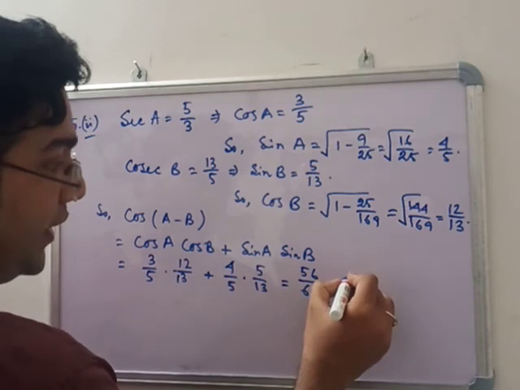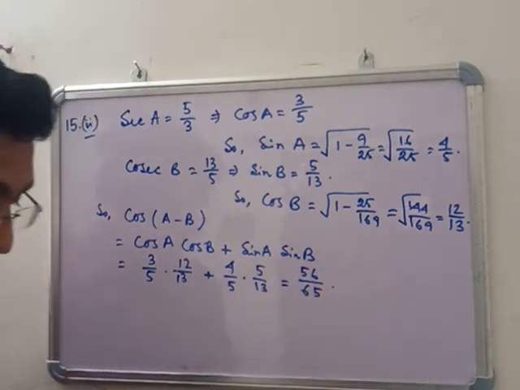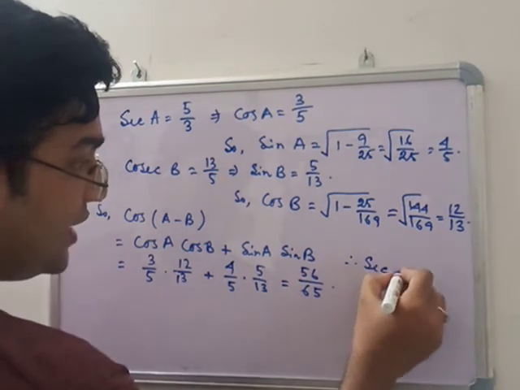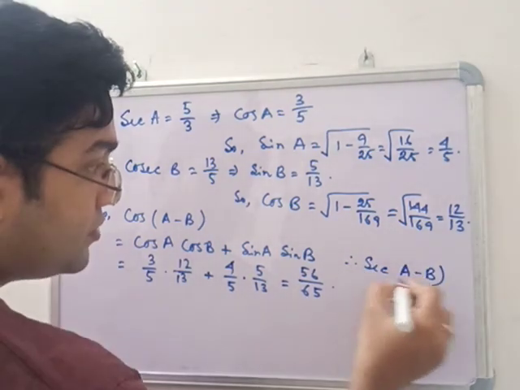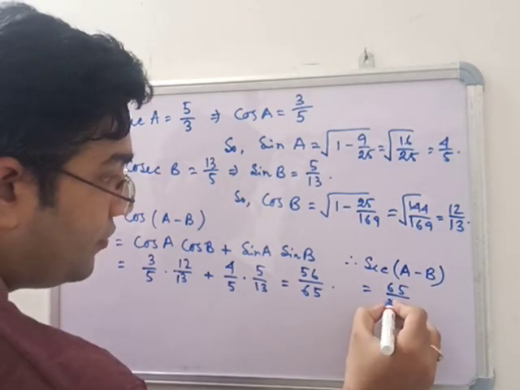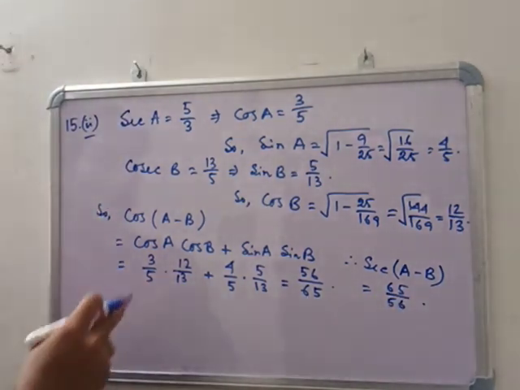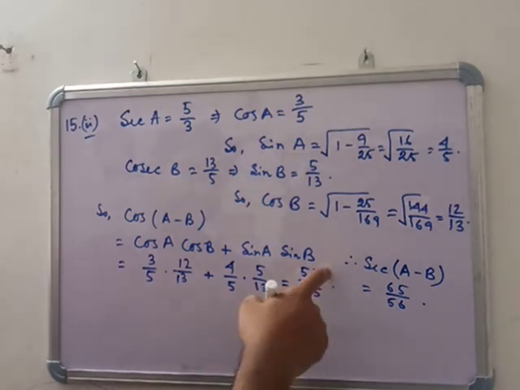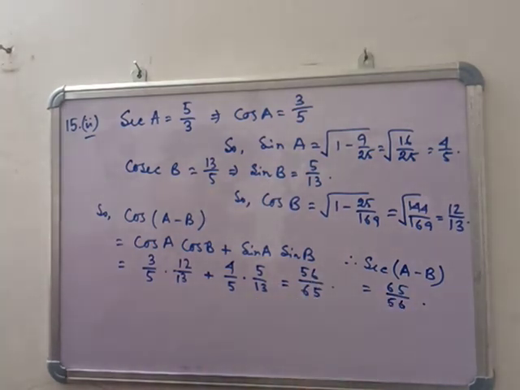So you have to find the value of sec A minus B. Therefore, sec A minus B equals 65 by 56, because sec A minus B equals 1 by cos A minus B. So that means 1 by 56 by 65, that means 65 by 56.